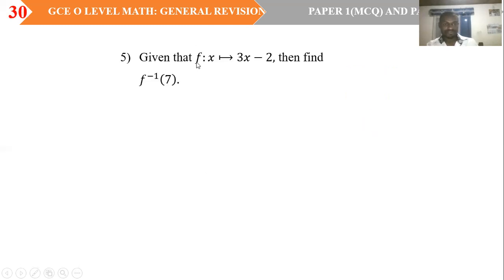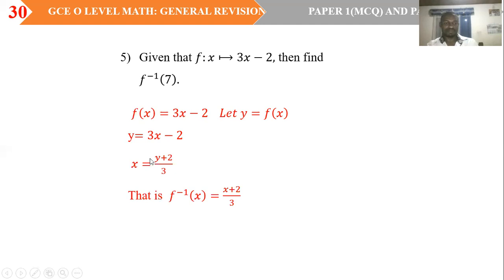Question 5, given that f is such that x maps to 3x minus 2, then find f inverse of 7. To do that, we need to first of all find f inverse of x. And to find f inverse of x, we let y equals f of x and make x the subject. This gives x equals (y plus 2)/3. That is, f inverse of x is (x plus 2)/3. Now, f inverse of 7 will simply be replacing x by 7 in f inverse of x, which simplifies to 3.